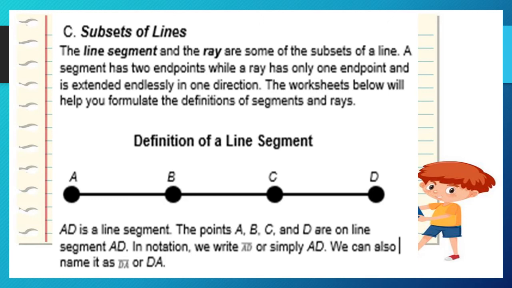Definition of a line segment. We can have points A, B, C, D, or a line segment AD. AD is a line segment. The points A, B, C, and D are on line segment AD. In notation, we write line segment AD or simply AD. We can also name it as line segment DA or DA.